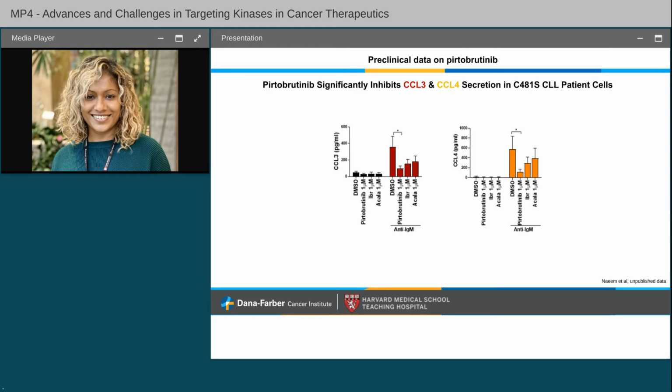So here we're looking at the cytokine secretion in vitro in the supernatants after CLL cells expressing C481S were treated in vitro with ibrutinib, pirtobrutinib, and acalabrutinib. And similar to the BCR signaling pathway that we saw earlier, we saw a significant reduction in the secretion of both of these cytokines with pirtobrutinib, whereas we did not observe that with ibrutinib or acalabrutinib.